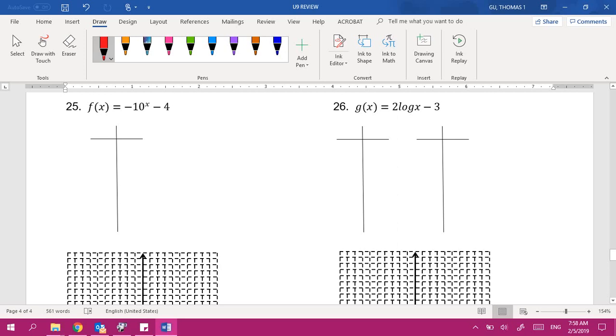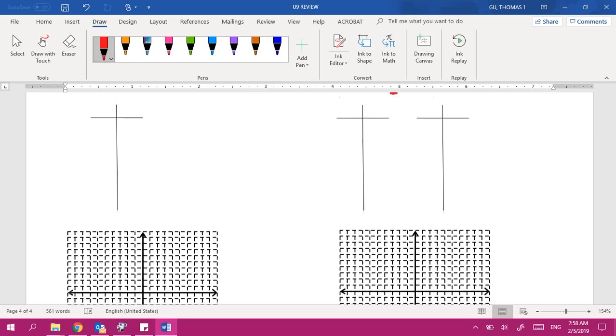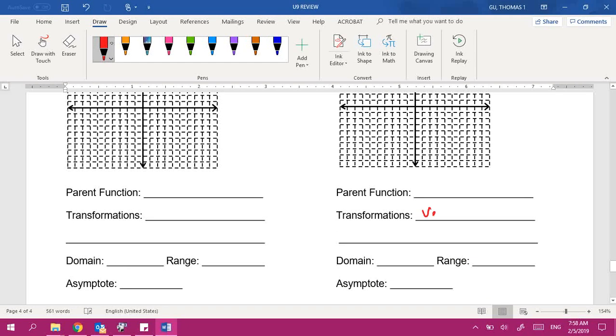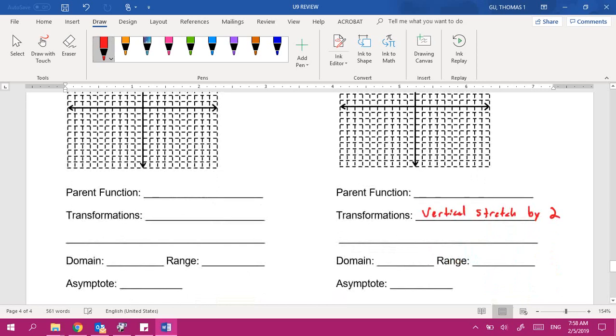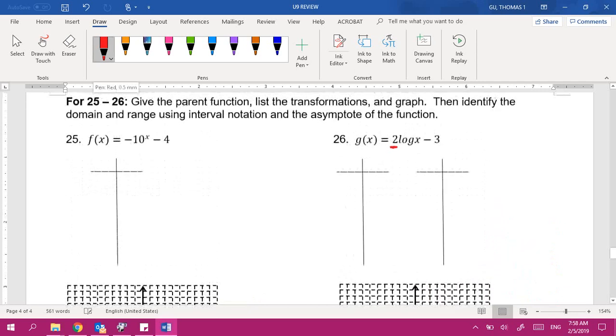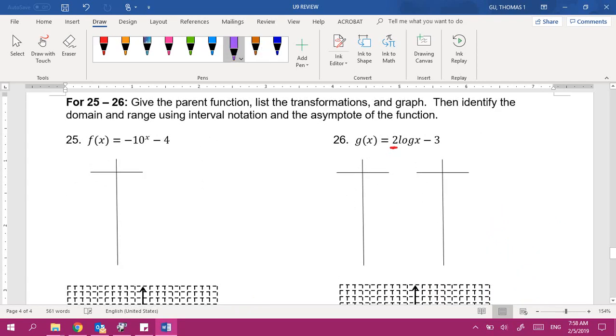Vertical stretch by 2. See this 2 in the front? That's a vertical stretch. So vertical stretch by 2. There we go. All right, and what is my other transformation here? Down 3. That's the minus 3 at the end.